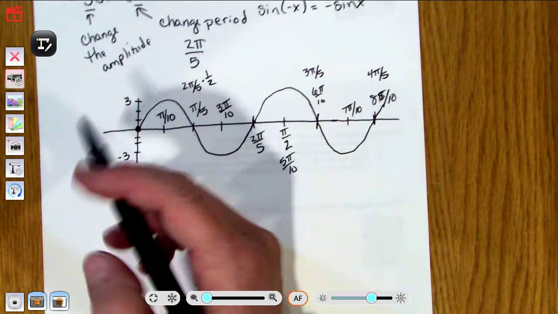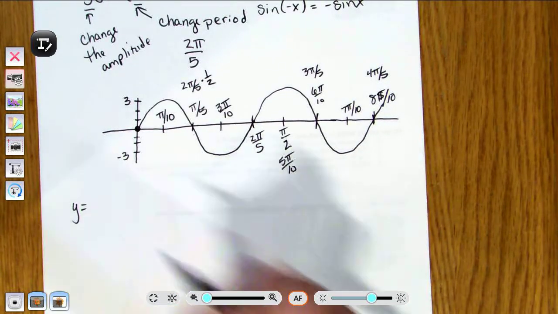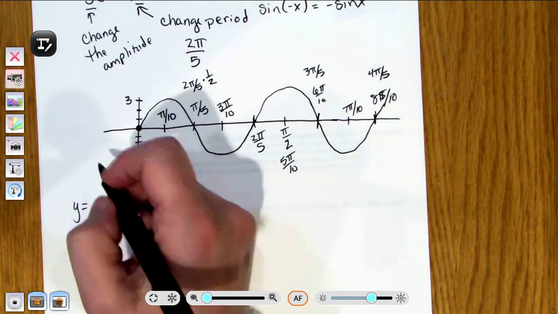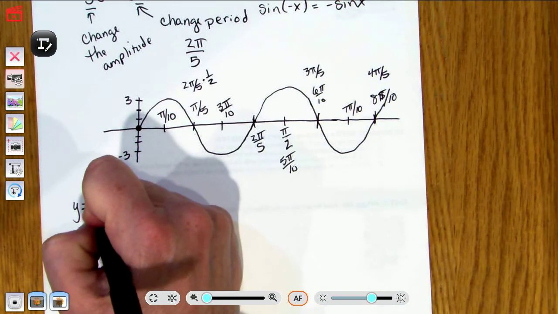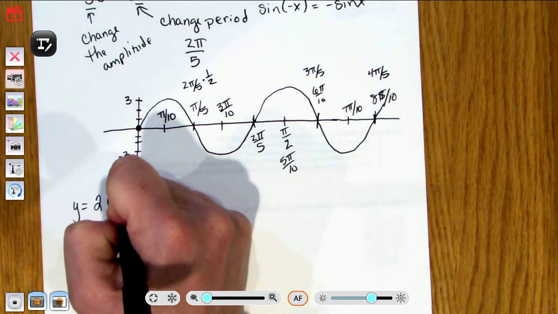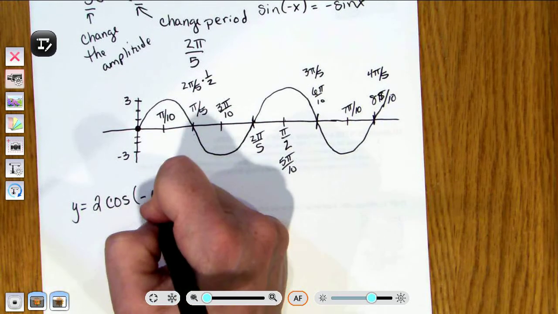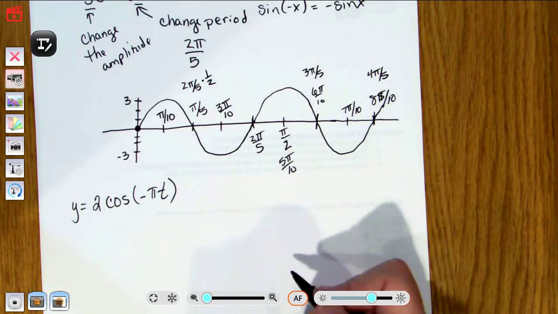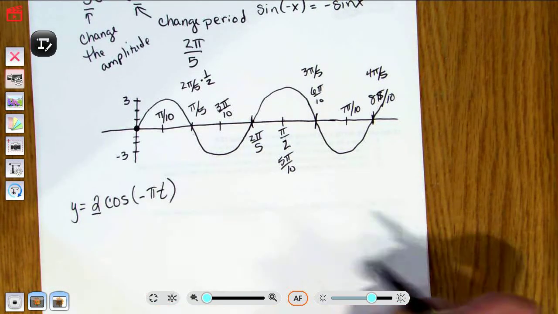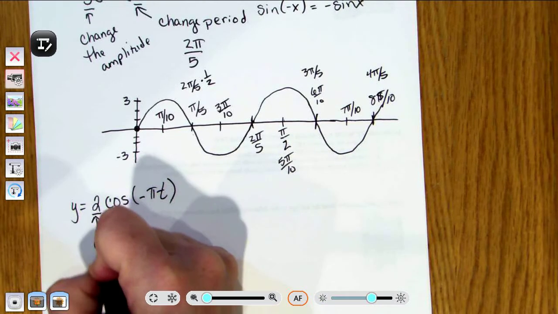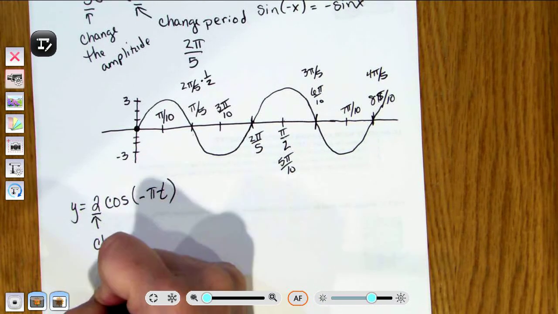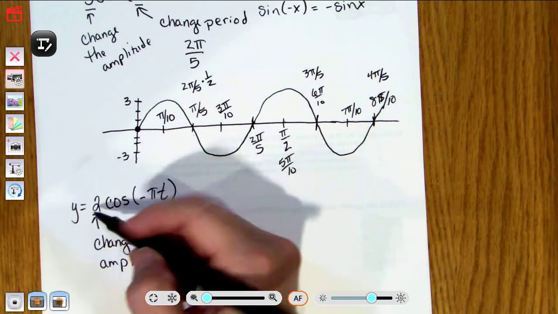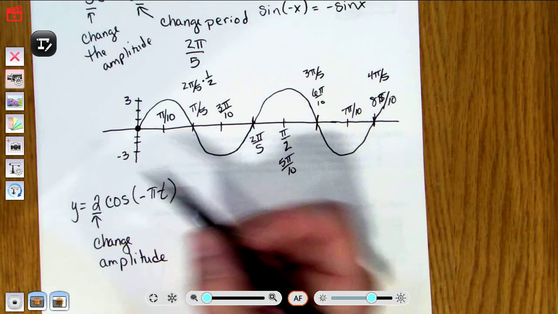All right, we'll do a cosine curve as well. And then I'm going to kind of go backwards, like give you a picture, and then we have to figure out what happened to it. So let's do a 2 cosine of a negative, how about pi t? Okay, so this guy changes the amplitude. So instead of going up and down to 1, we're going to be going up and down to 2.